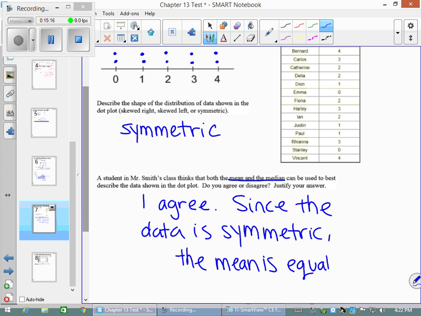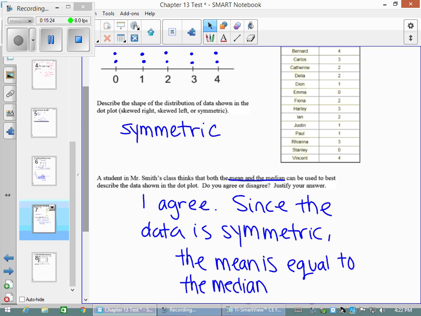And if you weren't sure, you could have actually typed in all of your data into your lists and looked, and you would have been given back in the calculator that the mean was 2 and so was the median.